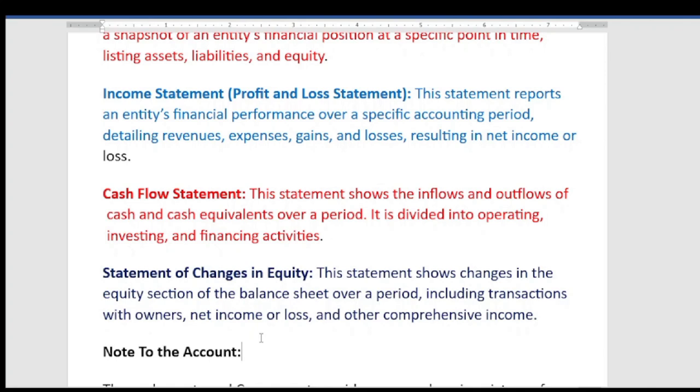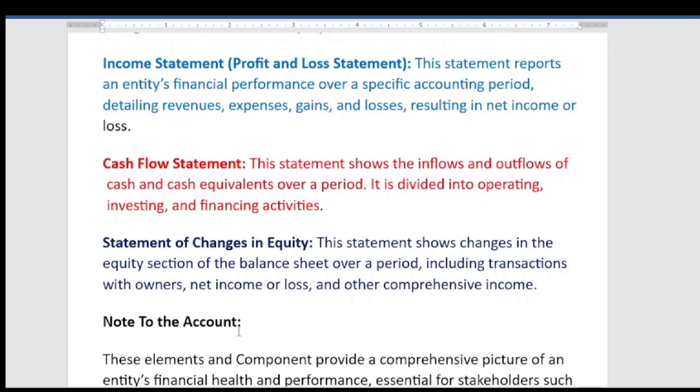So elements are flexible in the components of financial statements. They are always under. Statement of change in equity is what? A component of financial statement. The next one is note to account.